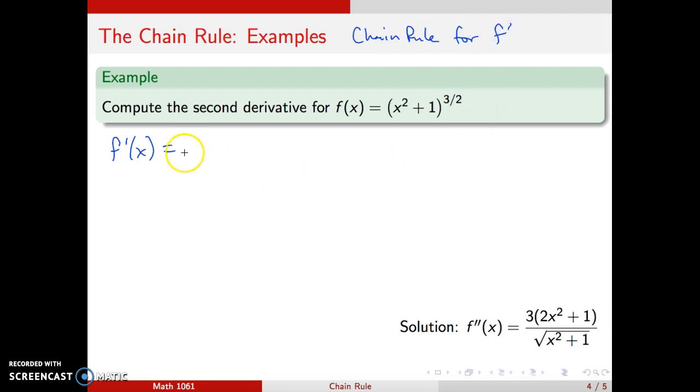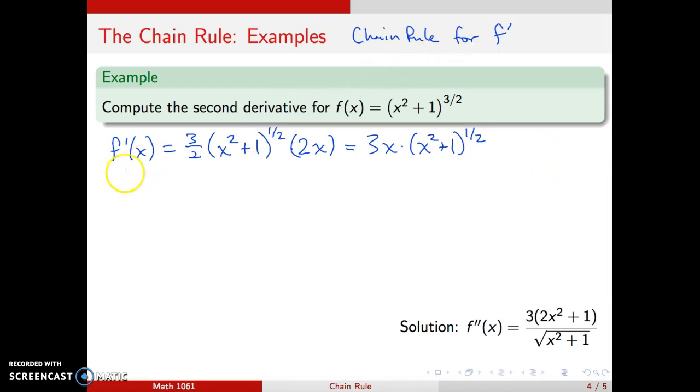for f prime, and then out of 3 halves, x squared plus 1 to the 3 halves minus 1 is 1 half, times the derivative of the inside, which is 2x. And if I want to clean that up just a little bit, I've got 3x, because the 2's cancel there, times x squared plus 1 to the 1 half. I might like to write that as square root of x squared plus 1, but I know that I'm going to differentiate again, and I like to have this exponent notation, so I'm going to keep it like that just for now.